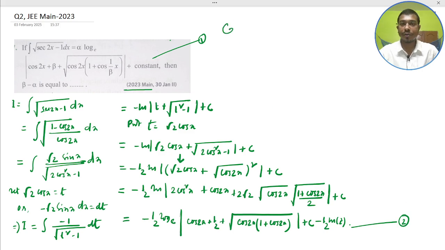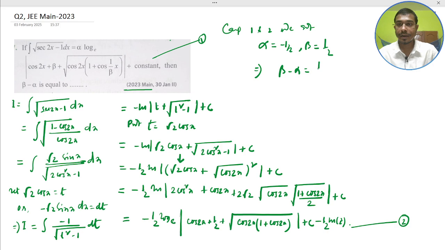So comparing 1 and 2, we get the value of alpha is equal to what? Minus half, and beta should be half, and therefore you have to find the value of beta minus alpha. It would be half minus minus half, that is half plus half, equal to 1. This is a NAT type of question, numerical answer type. You just write 1. 1 should be the answer.